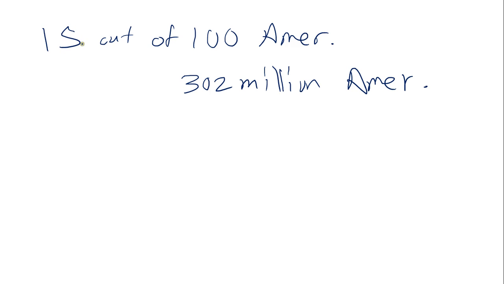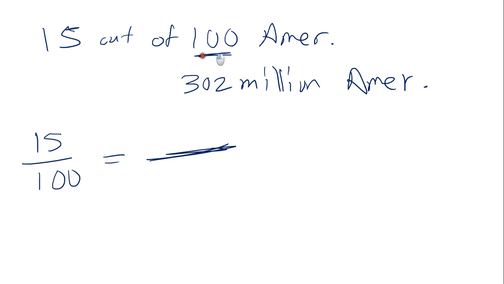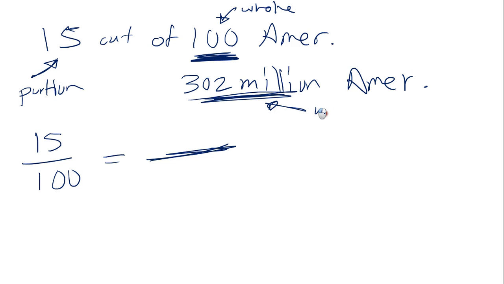In this case, we're saying this ratio, 15 out of 100, equals something out of, so basically this is the whole. This is the portion, and this is the total population. So this is again a whole. We don't really know the portion, so we'll just call the portion X. So we have whole in the bottom and portion in the top. We could have set it up the other way, as long as we're consistent, it doesn't really matter.